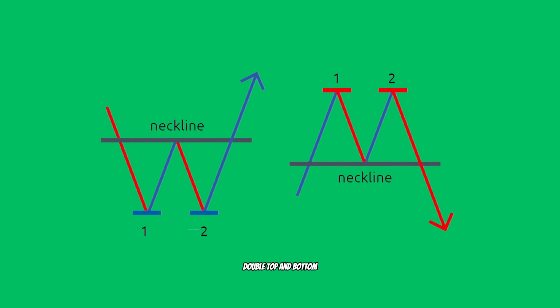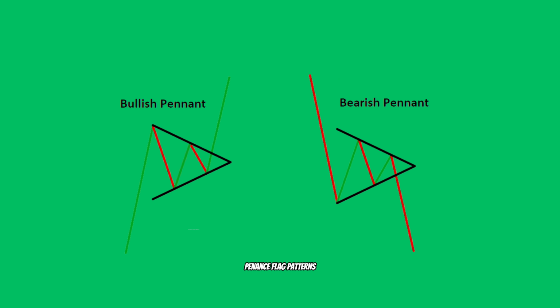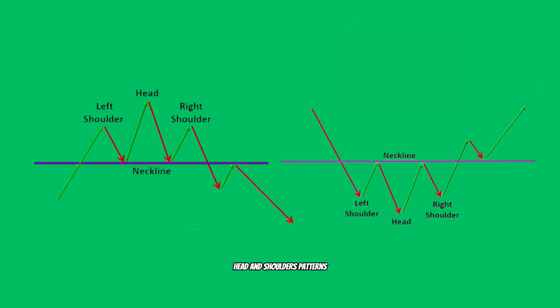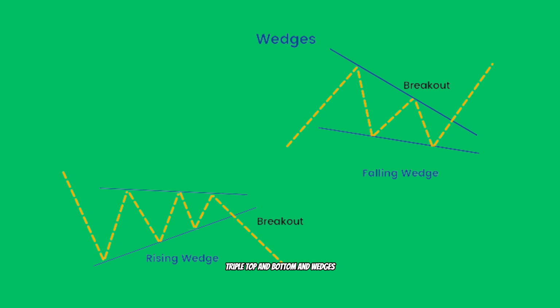Today, we'll be discussing the following chart patterns: symmetrical triangle, ascending triangle, descending triangle, double top and bottom, bullish and bearish pennants, flag patterns, head and shoulders patterns, triple top and bottom, and wedges.